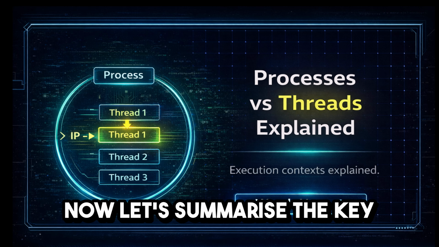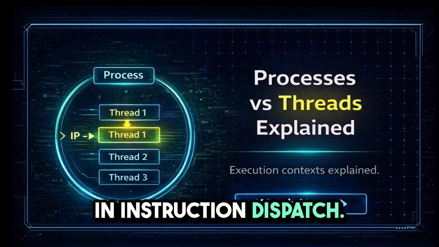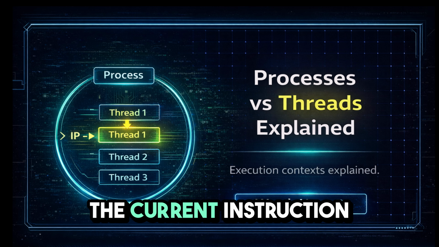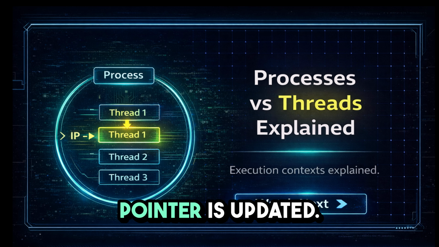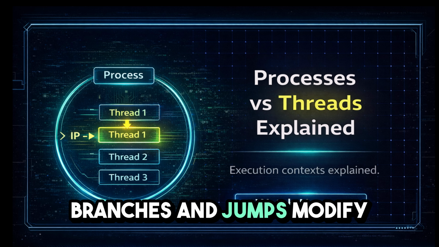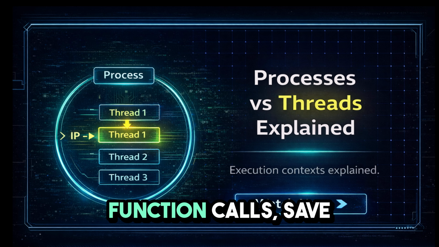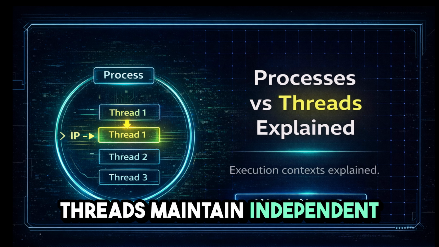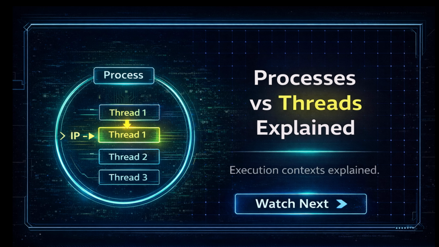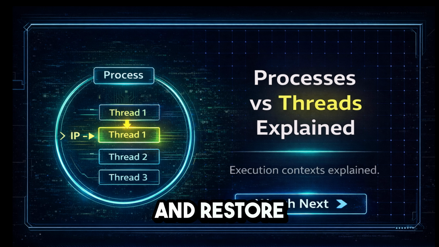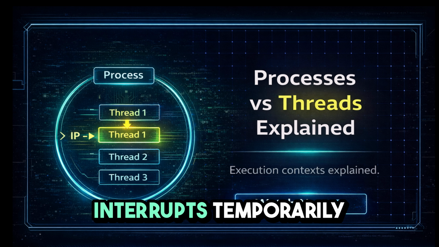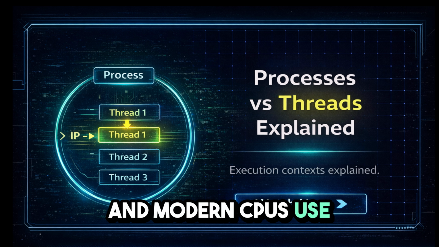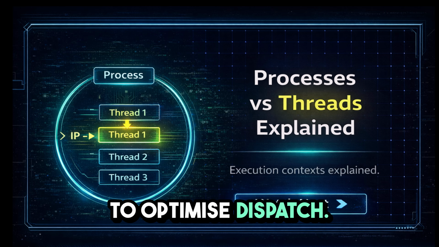Now let's summarize the key components involved in instruction dispatch. The instruction pointer holds the address of the next instruction. The current instruction determines how the instruction pointer is updated. Branches and jumps modify the instruction pointer. Function calls save and restore return addresses. Threads maintain independent instruction pointers. Context switches save and restore instruction pointers. Interrupts temporarily override instruction flow, and modern CPUs use prediction and speculation to optimize dispatch.